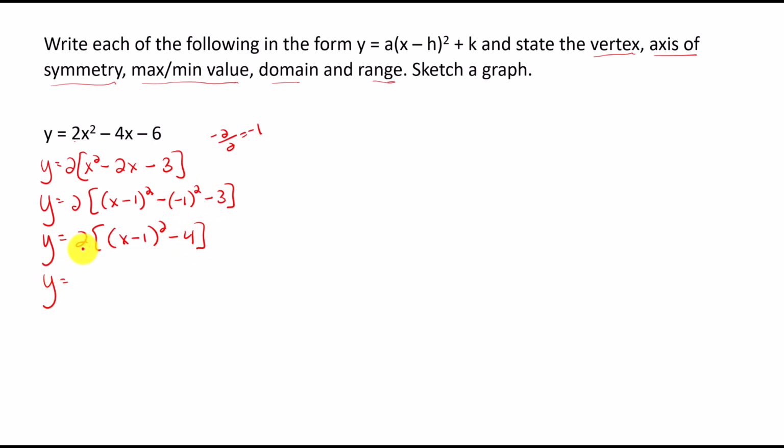And finally, this 2 goes here and here. So 2 times (x minus 1) squared, and then 2 times negative 4 is negative 8. So this is my completed square form, and we've already learned how to do that. So if you need to go back and review, please do so.